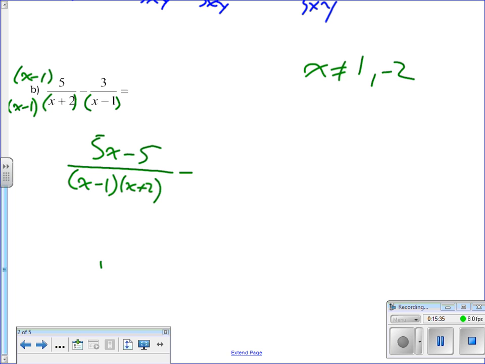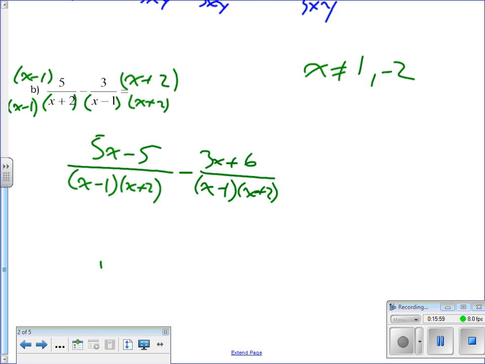Minus. What is in the first denominator that is not in the second denominator? X plus 2, which means I need to multiply by x plus 2 and x plus 2. So 3 times x plus 2 is 3x plus 6 all over x minus 1, x plus 2. And here's the really nice thing I like about adding and subtracting fractions. I already know what my denominator is going to be because I already have a common denominator. My denominator is going to be x minus 1, x plus 2.